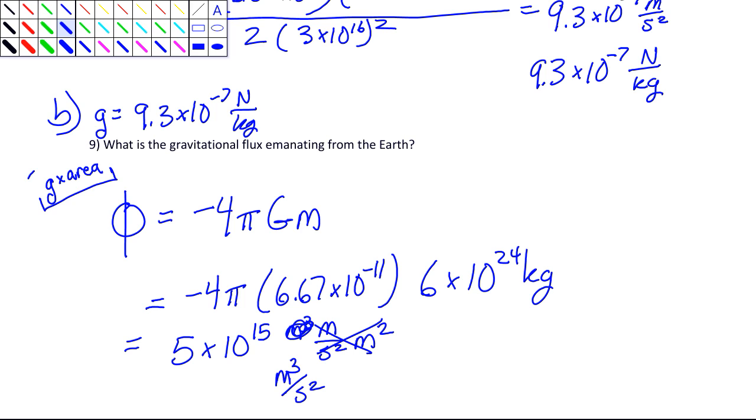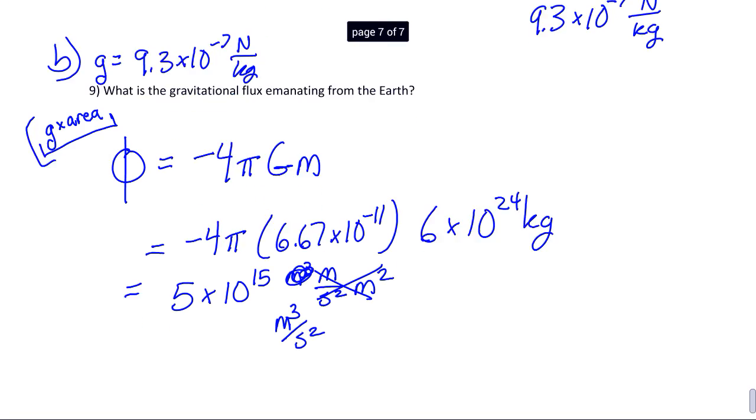But our flux is just a measurement of our gravitational field, our gravitational acceleration, times the area of the surface through which you're measuring the flux. We're going to get into flux a bit more in the next chapter on electric fields, and we'll use a lot of the same things that we've done here for that. I do believe that's the end.